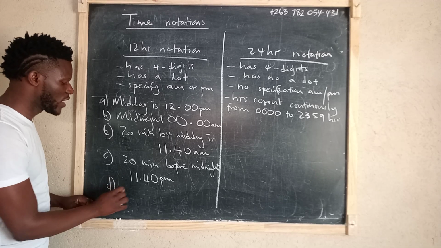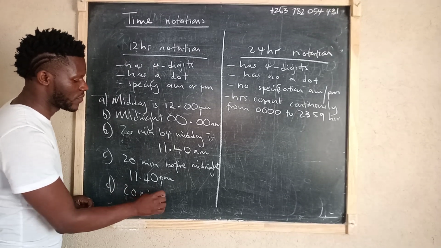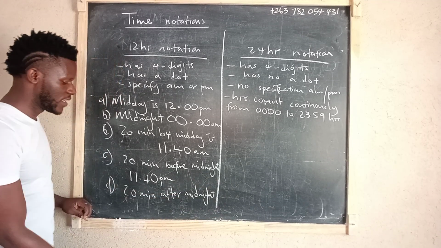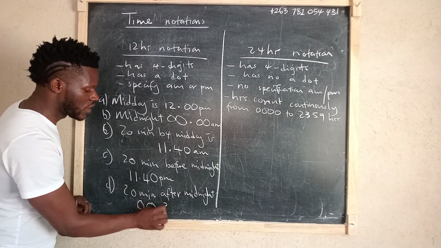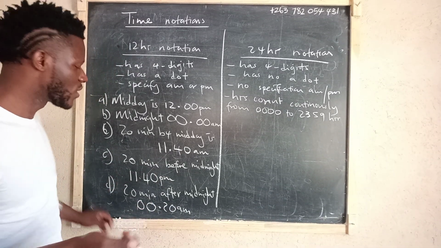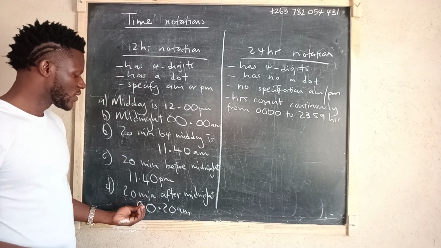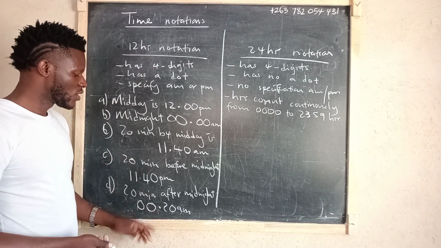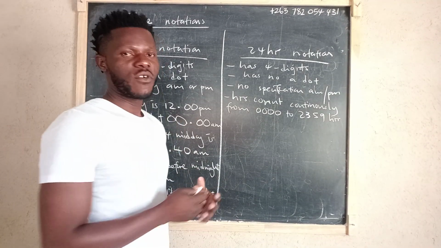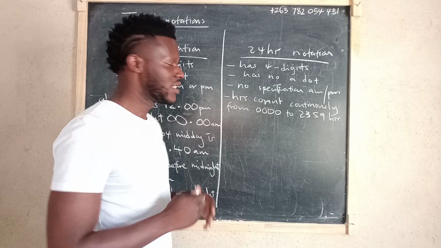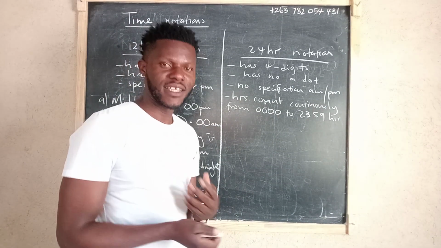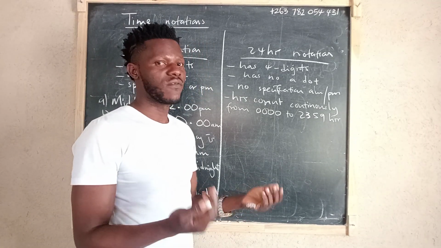How about 20 minutes after midnight? After midnight is 00:20 a.m. Not 12:20. There's no 12 there because the day is over. We are starting over using 00:20. Four digits, with specification AM or PM. Contrast that with 24-hour notation. Hours will be counting continuously from 0000 up to 23:59. But interestingly, again, there's no 24 in 24-hour notation.